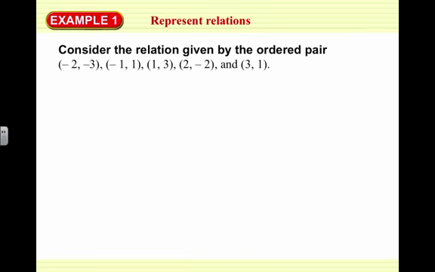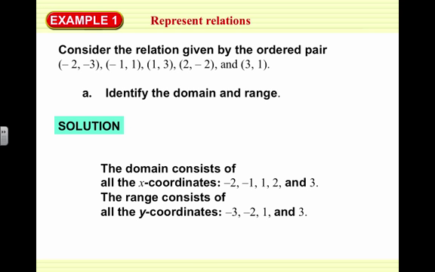Okay, so we're going to consider the relation given by the ordered pairs. There's more than one, it should be ordered pairs. (-2, -3), (-1, 1), (1, 3), (2, -2), and (3, 1). We're going to identify the domain and range. And so the domain, if you'll recall, consists of all the x coordinates, so -2, -1, 1, 2, and 3. And the range consists of all the y coordinates, so -3, -2, 1, and 3. Now there's another 1, but we already have it listed, so when we're writing out the range or if we're writing out the domain, if there's a repeat, we don't have to list it twice.